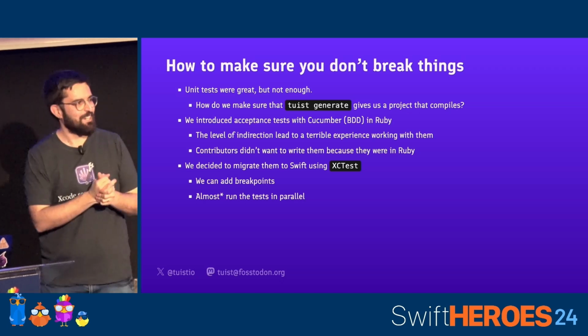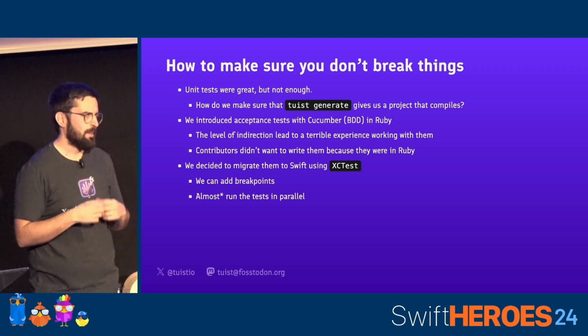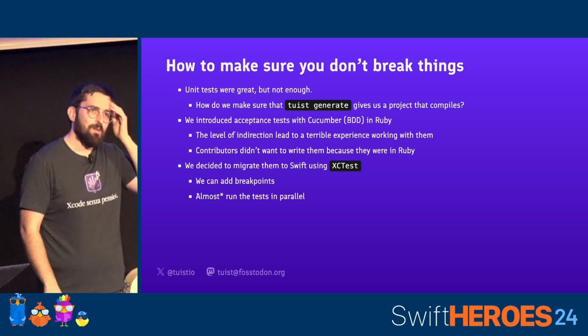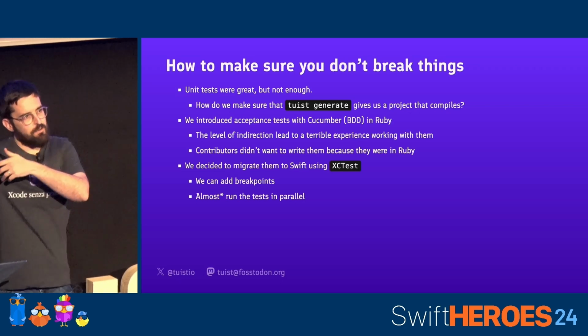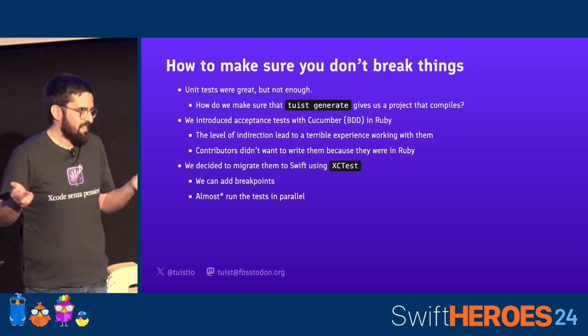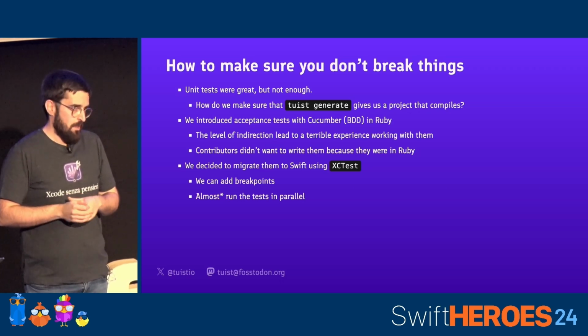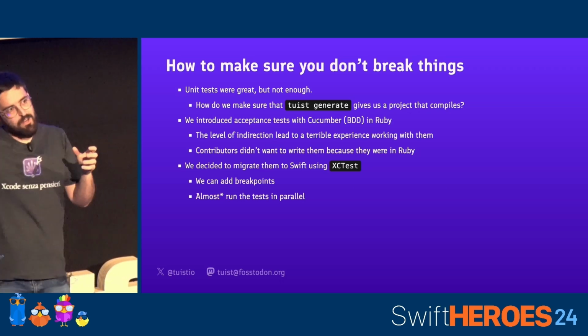Sure, we added unit tests to every single individual piece, but then we realized, how do we make sure that if we take a project and generate an Xcode project, the thing that we generate compiles, because that's what the user wants in the end? And with any CLI, it's kind of the same. If you want to deploy an app with your CLI, you want to make sure that if you run deploy, the thing that you get in the end is deploying.